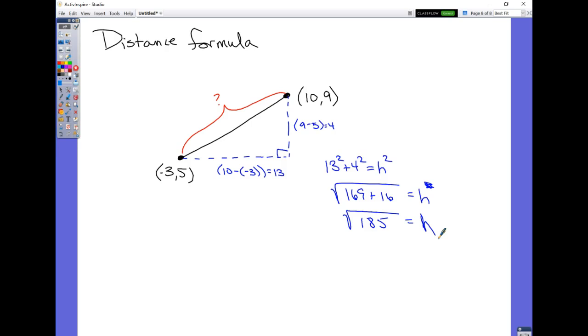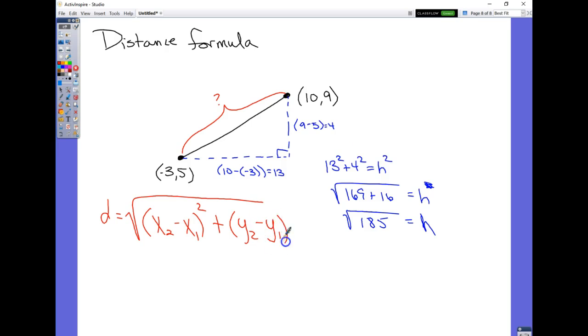What we get in the distance formula then is a really easy formula to understand. What it says is that the distance is equal to the square root of the distance between the x values squared plus the distance between the y values squared. And if we just plug in the numbers, we can get the final distance.